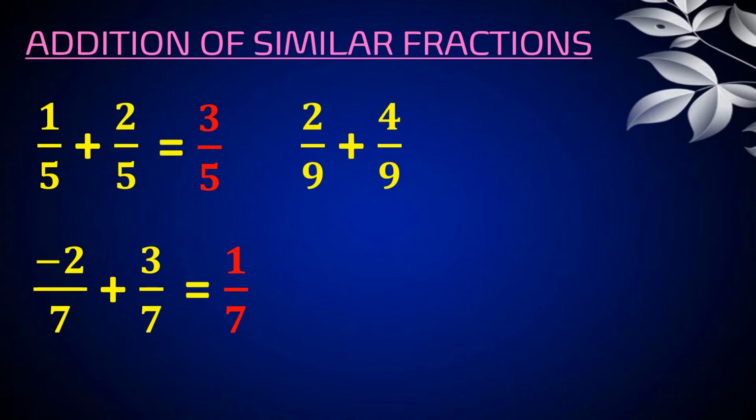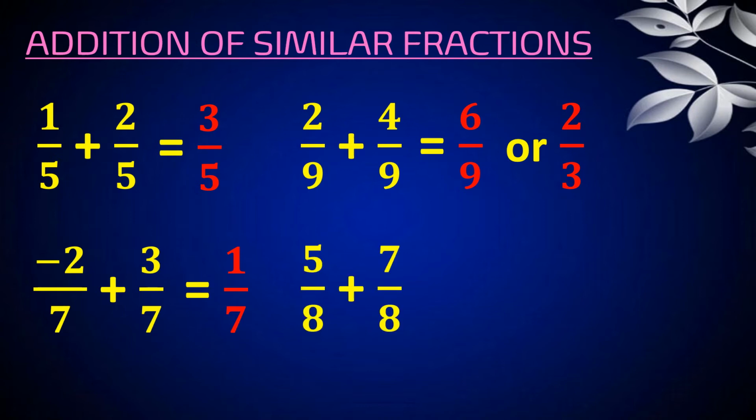Next is 2 over 9 plus 4 over 9. So, add natin ang numerators. We have 2 plus 4 is equal to 6. The denominator is 9. So, 6 over 9 can be simplified, and 6 and 9 can be divided by 3. So, 6 divided by 3 is equal to 2, and 9 divided by 3 is equal to 3. So, our answer is 2 over 3.